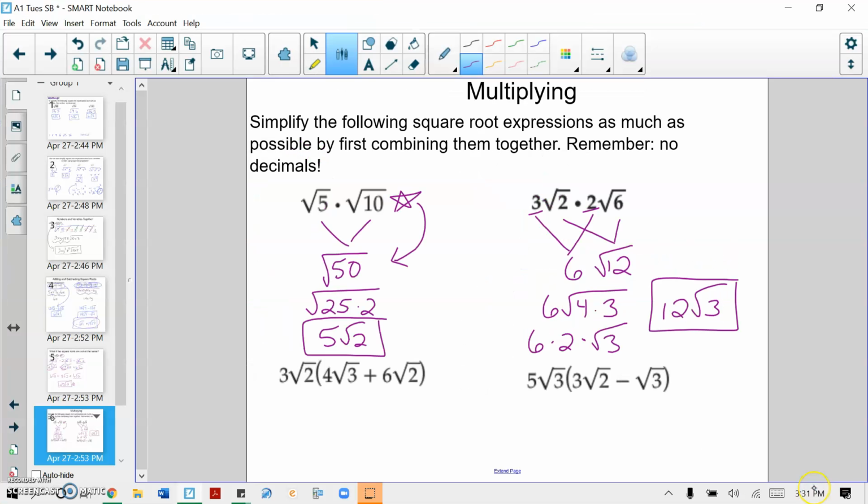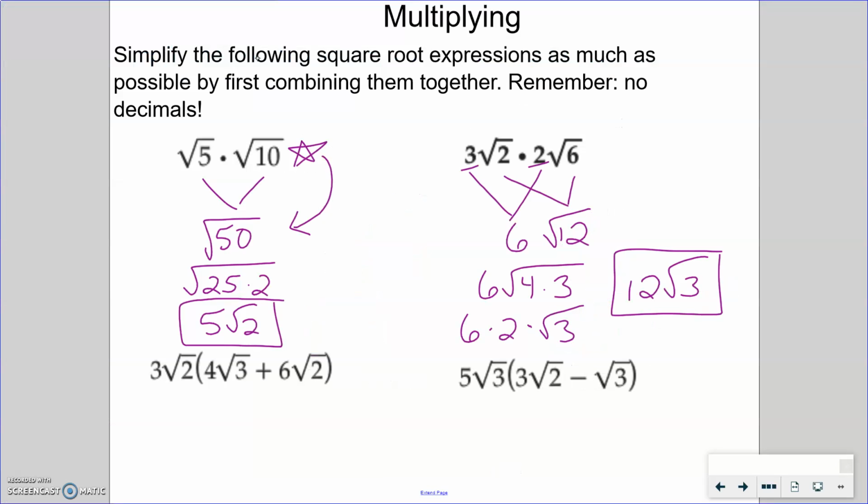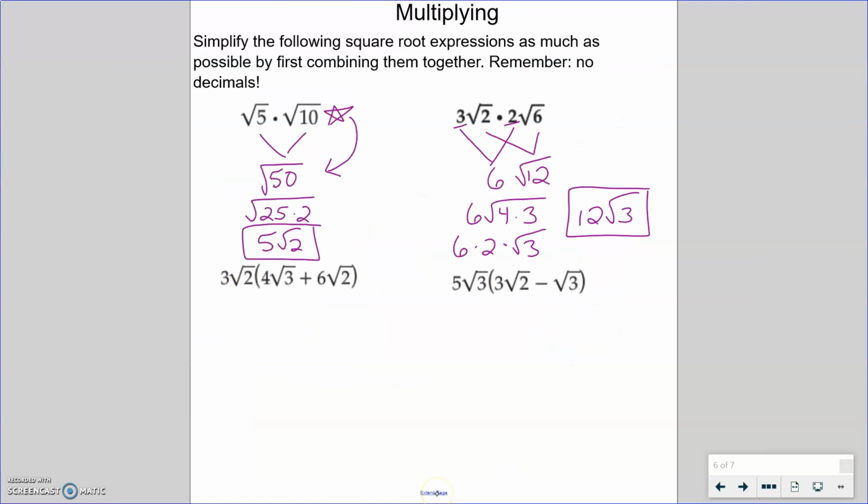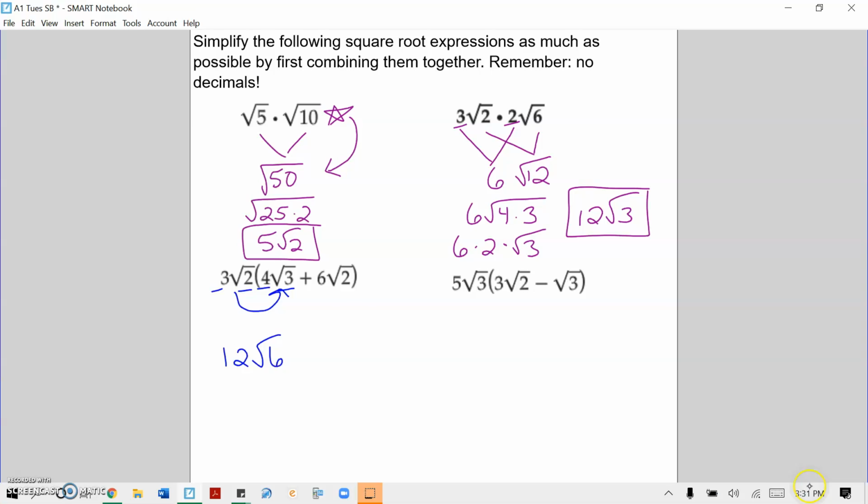These two down at the bottom, I just want to show you examples of these guys. They're very, very similar, but notice how we're distributing. So we have to do 3 root 2 times this first number. So 3 times 4 gives me 12. And square root of 2 times square root of 3 gets me square root of 6.